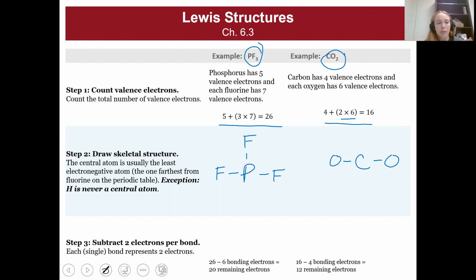And now we want to subtract 2 electrons per bond. So we had 26 to begin with for PF3. We've got 3 bonds, which gives us 6 bonding electrons. So we have 20 electrons left to work with. For carbon dioxide, we have 2 bonds, so those are 4 bonding electrons, so we have 12 left to work with. All right, cool.